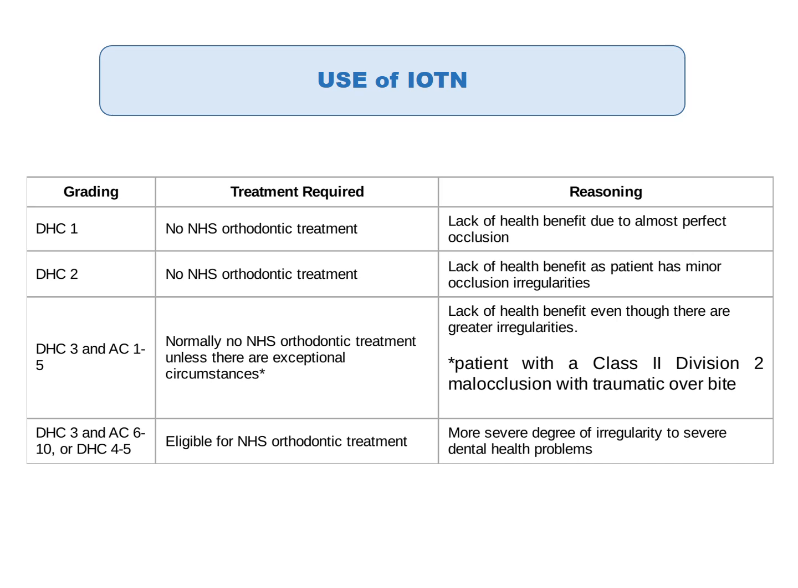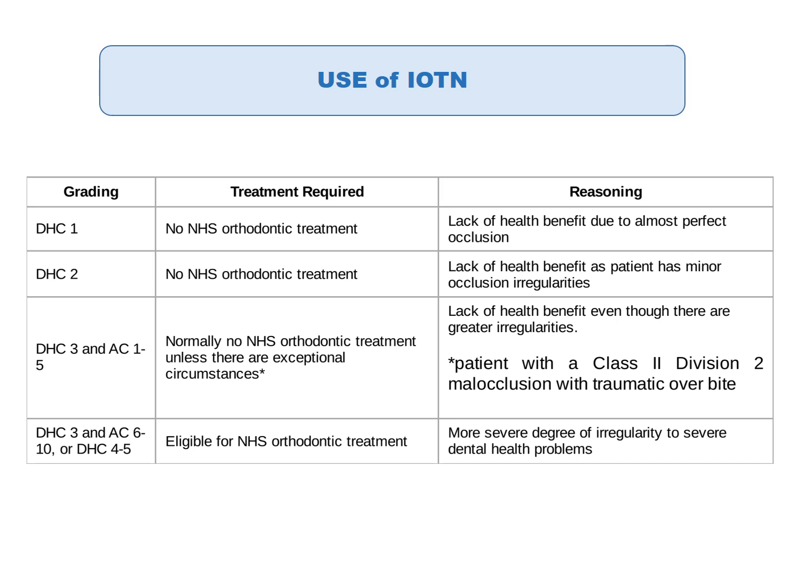Similarly, if the grading is DHC 2, again there is no orthodontic treatment provided under the National Health Service, again due to the lack of health benefit as the occlusal irregularity is minor. Now, if DHC 3 and AC 1 to 5, then normally there is no orthodontic treatment under the NHS unless there are exceptional circumstances, like a patient with class 2 division 1 malocclusion with a traumatic overbite.